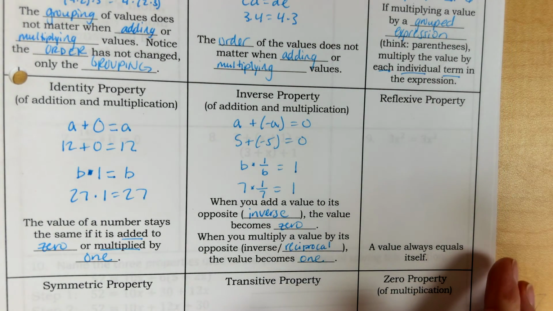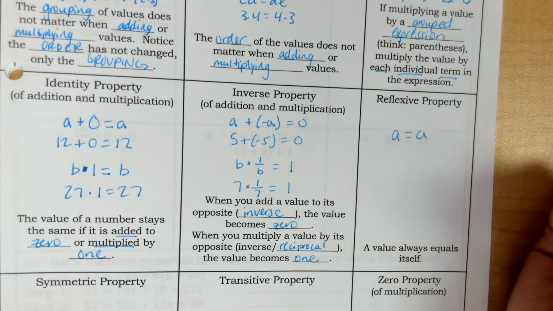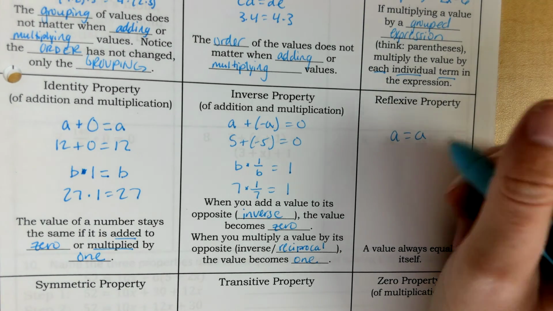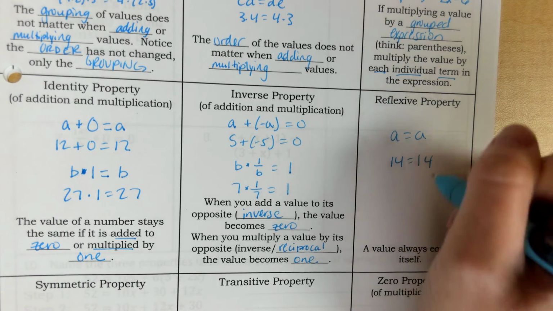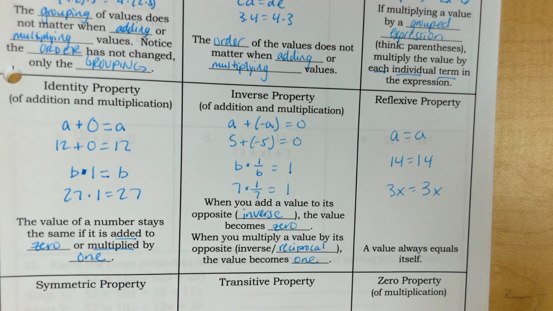Now with reflexive property, this one is really nice, super easy. A value always equals itself. So A is equal to A. 14 is equal to 14. 3x is equal to 3x. Whatever you want to put in that place, it's equal to itself.